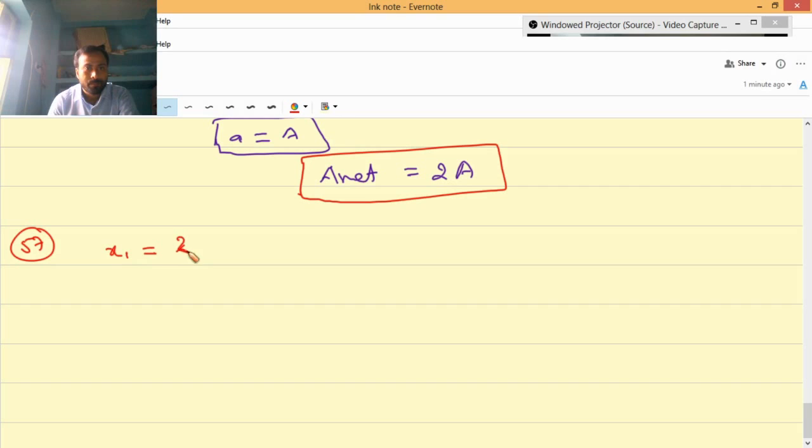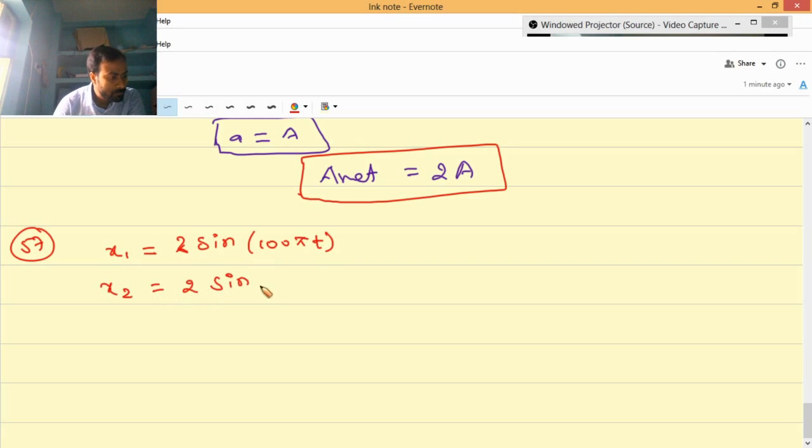So x1 given is 2 sine 100 pi into t, and x2 given is 2 sine 120 pi into t plus pi by 3. So we have it given like this. We can see here the omega terms are different, but this is not an issue for us. We only have to add the displacement values.